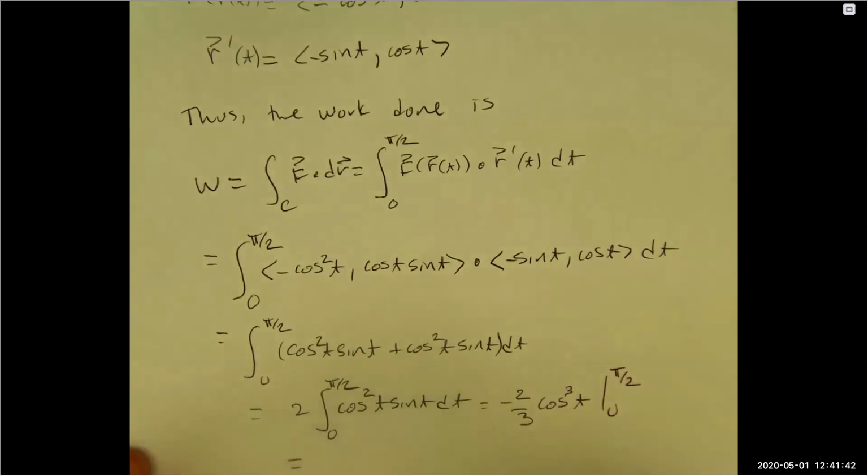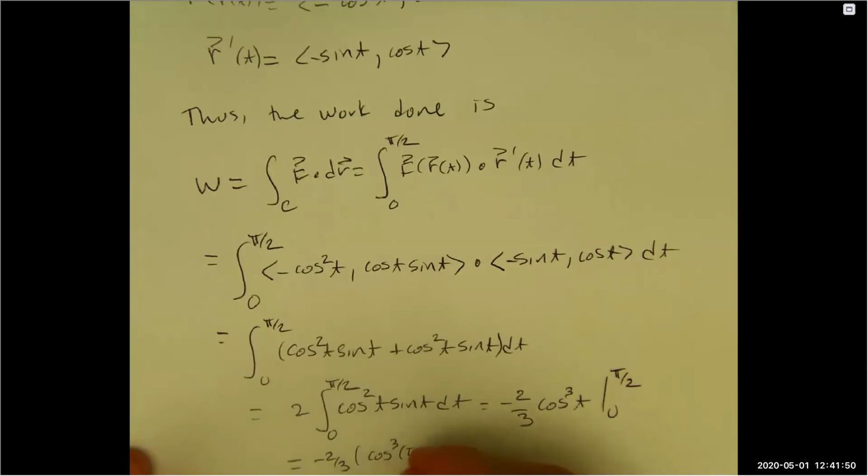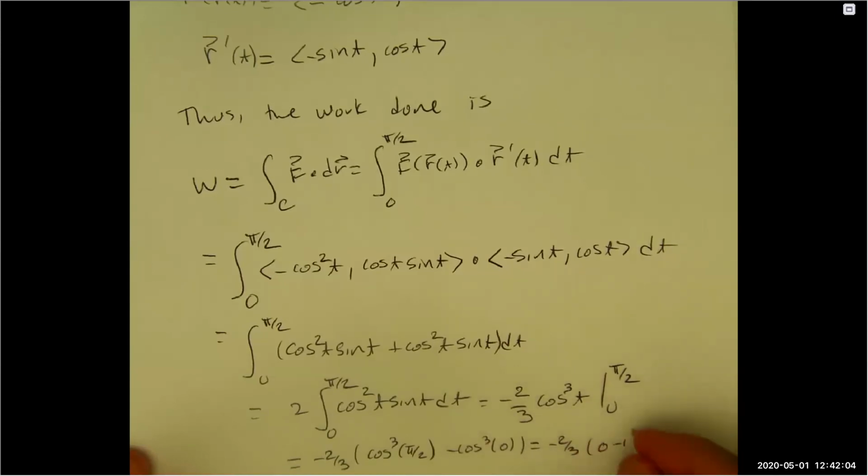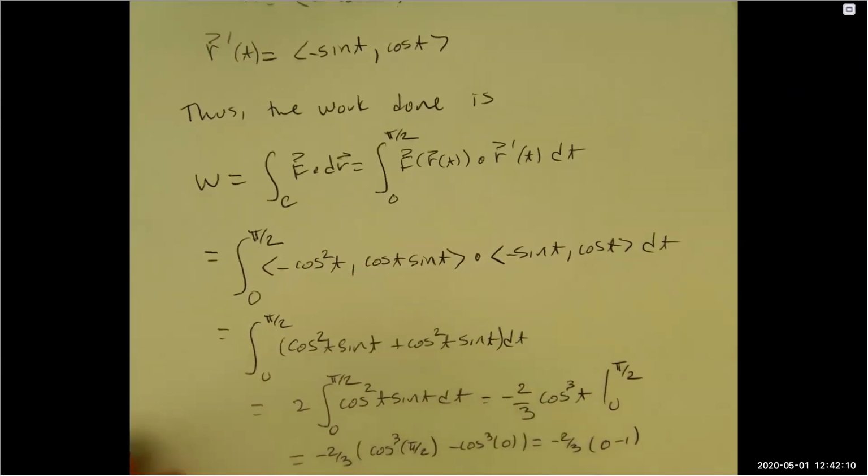And so you're going to get minus 2/3 times cosine cubed of pi over 2, minus cosine cubed of 0. So we have minus 2/3 times 0 minus 1, and this is equal to 2/3. So that's the work that's done.